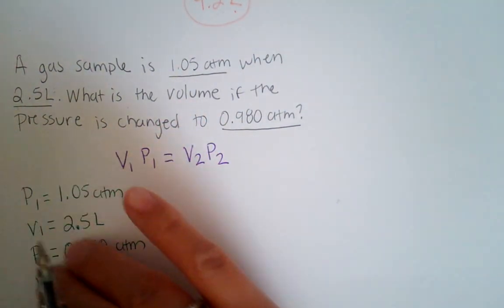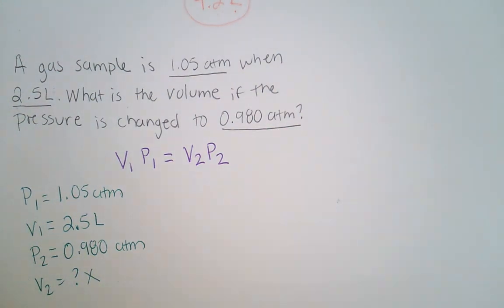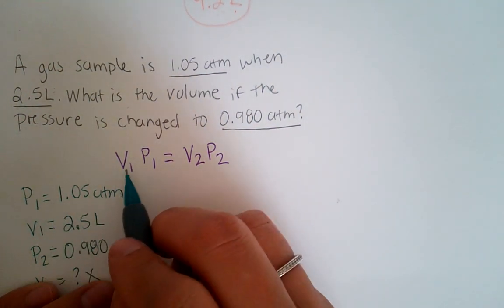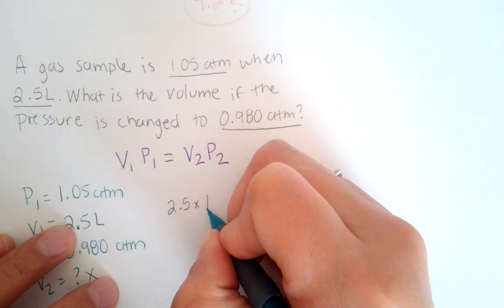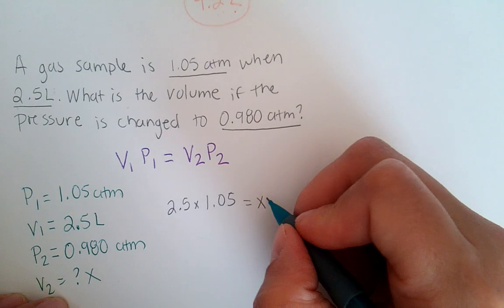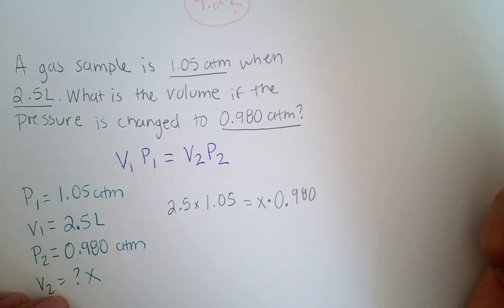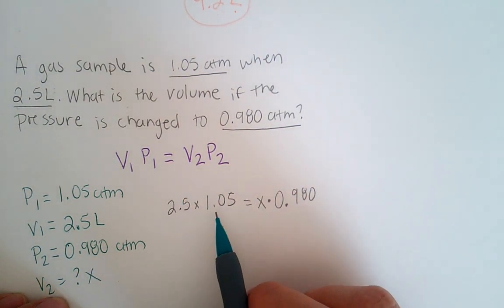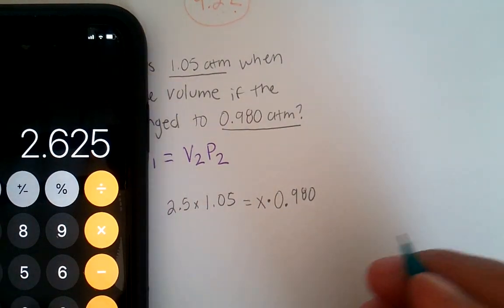Now that you know what numbers go with what variables, you're going to fill these in. So let's do that right now. Volume 1 is 2.5, multiplied by pressure 1, which is 1.05, is equal to volume 2, which we don't know, multiplied by pressure 2, which is 0.980. Now, order of operations: you do your multiplication on this side first. That is 2.5 times 1.05, and you get 2.625.